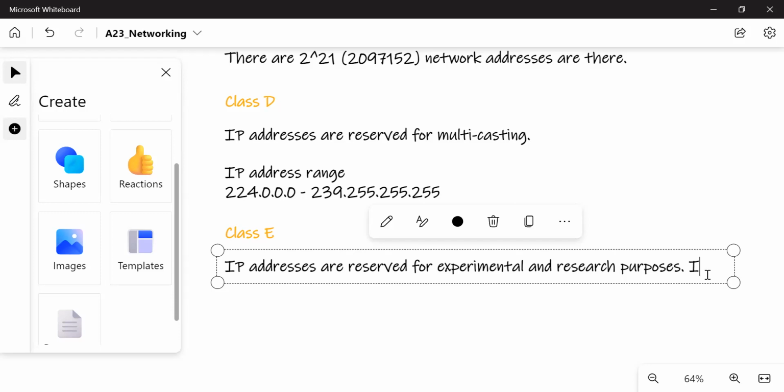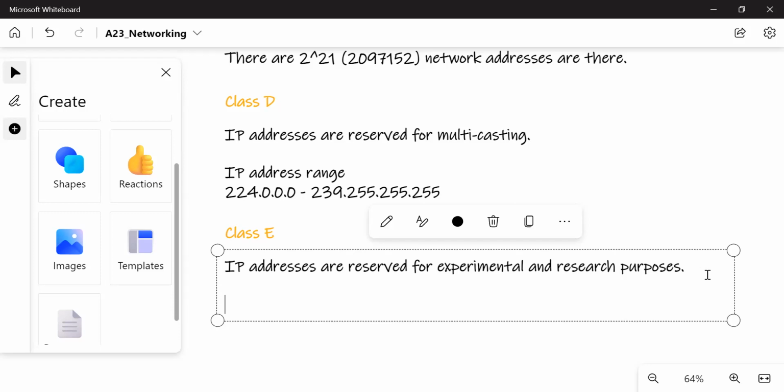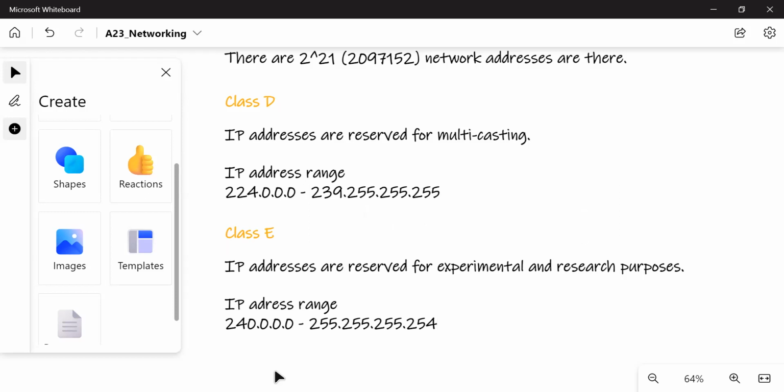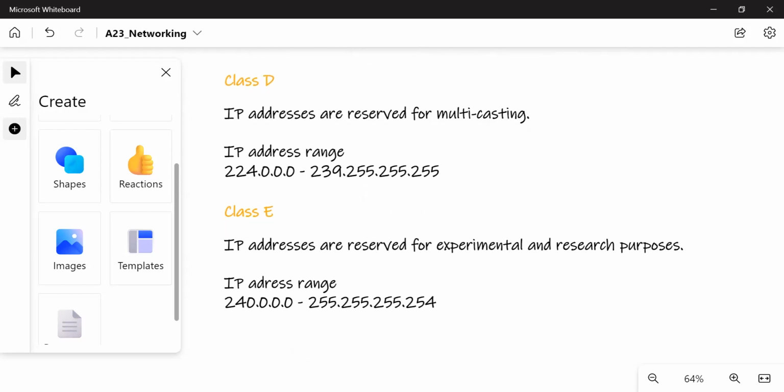So we can see the range of IP addresses we can have. It should start from 240 and then go to 255, 254, right? So that's about the class E addresses.